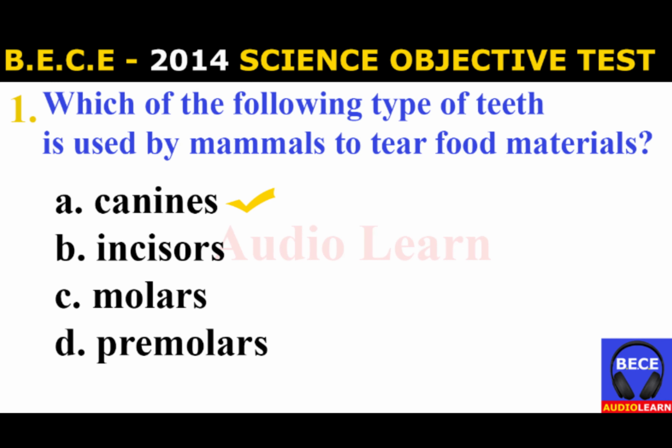Which of the following type of teeth is used by mammals to tear food material? A. Canines. B. Incisors. C. Molars. D. Premolars. And the answer is A. Canines. Which of the following type of teeth is used by mammals to tear food material? And the answer is canines.